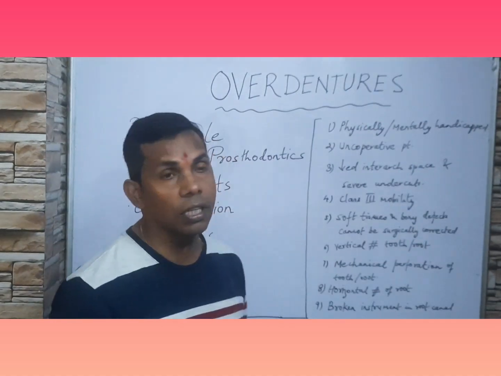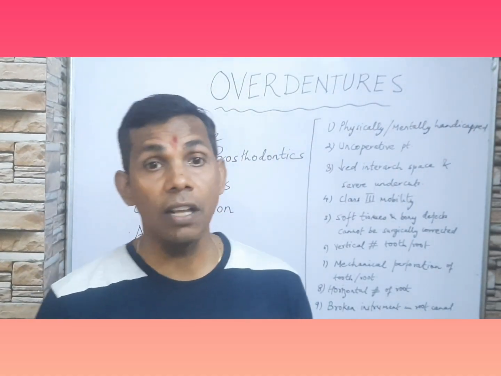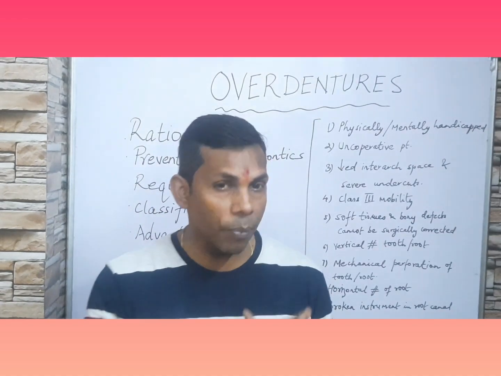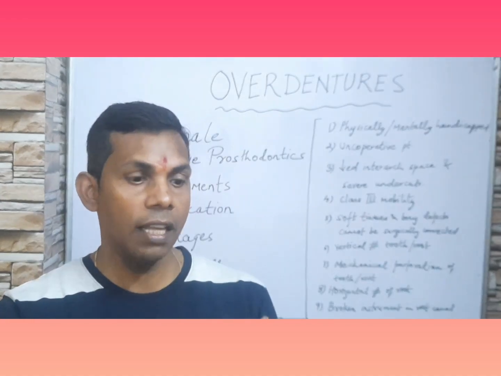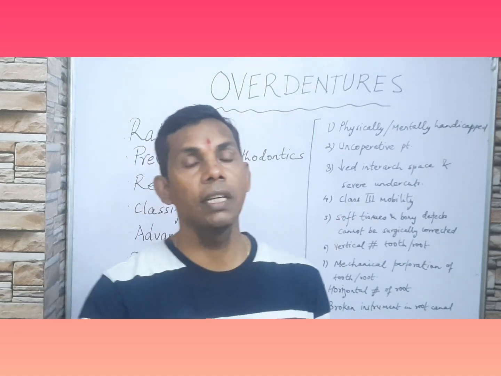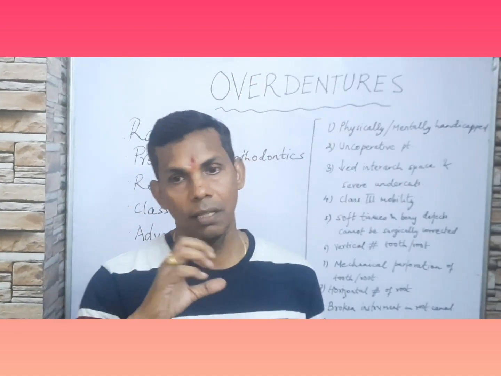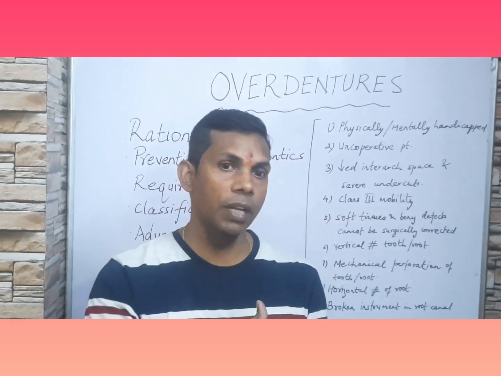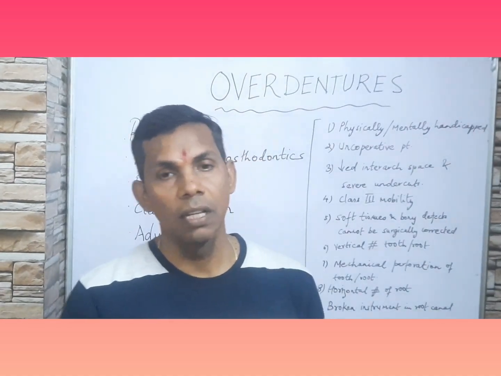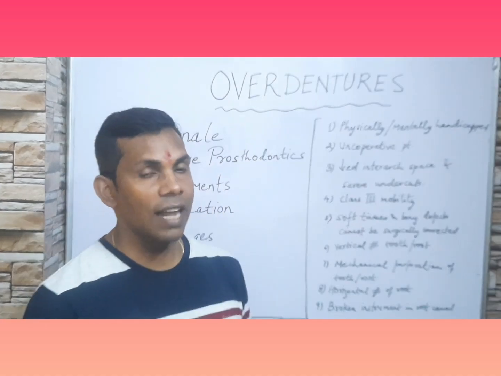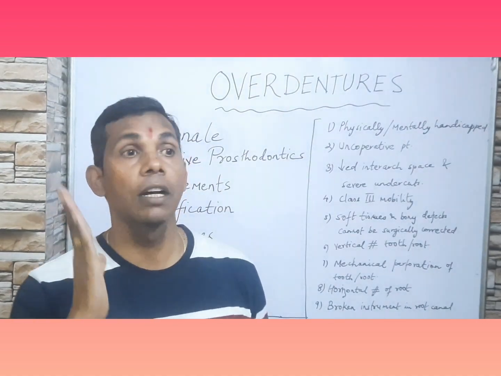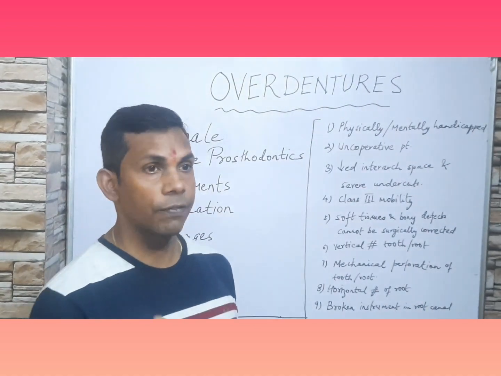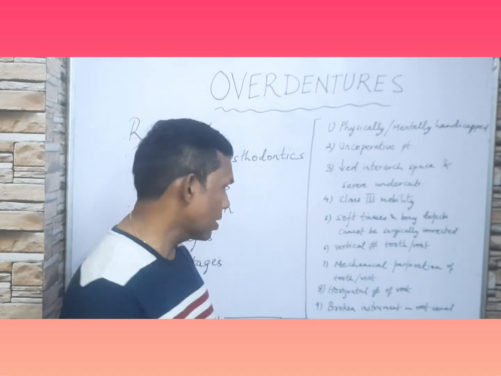Next is the horizontal fracture of the root. When there is a horizontal fracture of the root which compromises, say the horizontal fracture is below the cemento-enamel junction, and it is much into the crest of the ridge. So in those cases also the chances are that you will be having a poor prognosis of your case. It's better to extract such a tooth.